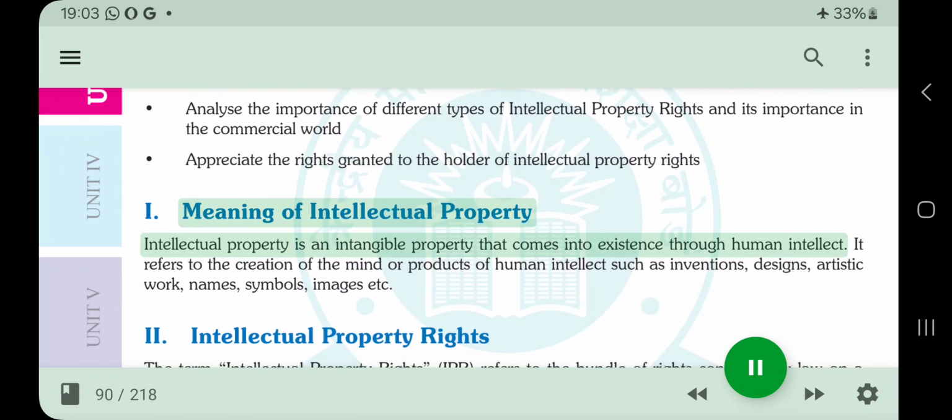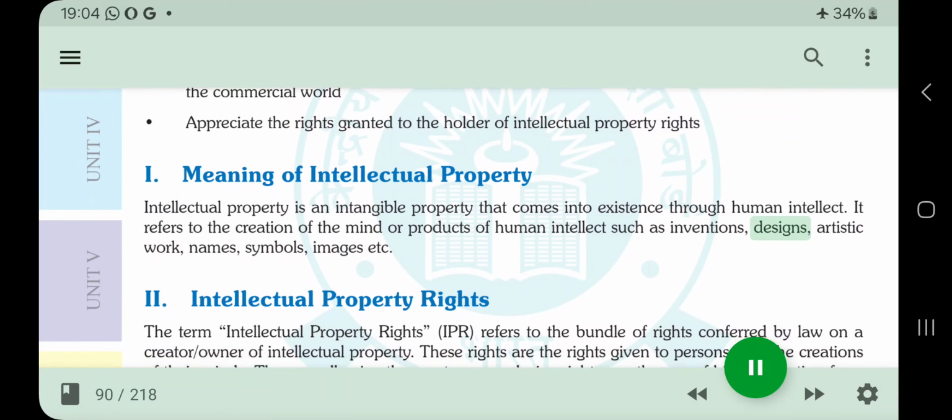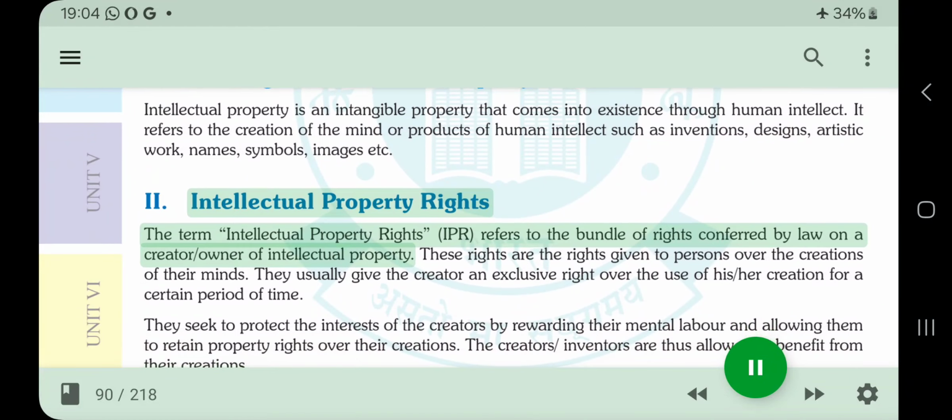1. Meaning of intellectual property. Intellectual property is an intangible property that comes into existence through human intellect. It refers to the creation of the mind or products of human intellect such as inventions, designs, artistic work, names, symbols, images, etc.